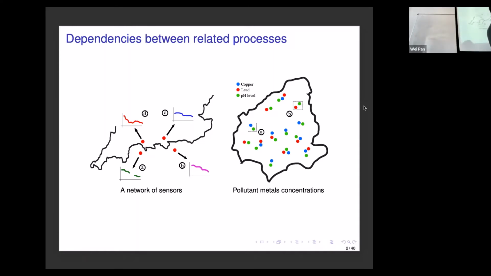So here copper and lead are usually very expensive to measure, these pollutant metals, but pH level actually is very cheap. So what we want to do is to build a joint model such that at some input locations for which we only have, say, pH level and one of the pollutant metals, we're able to predict the other one. So, for example, in A, we only have access to pH level and copper, and then we would like to predict lead, having learned a joint model of how they behave.